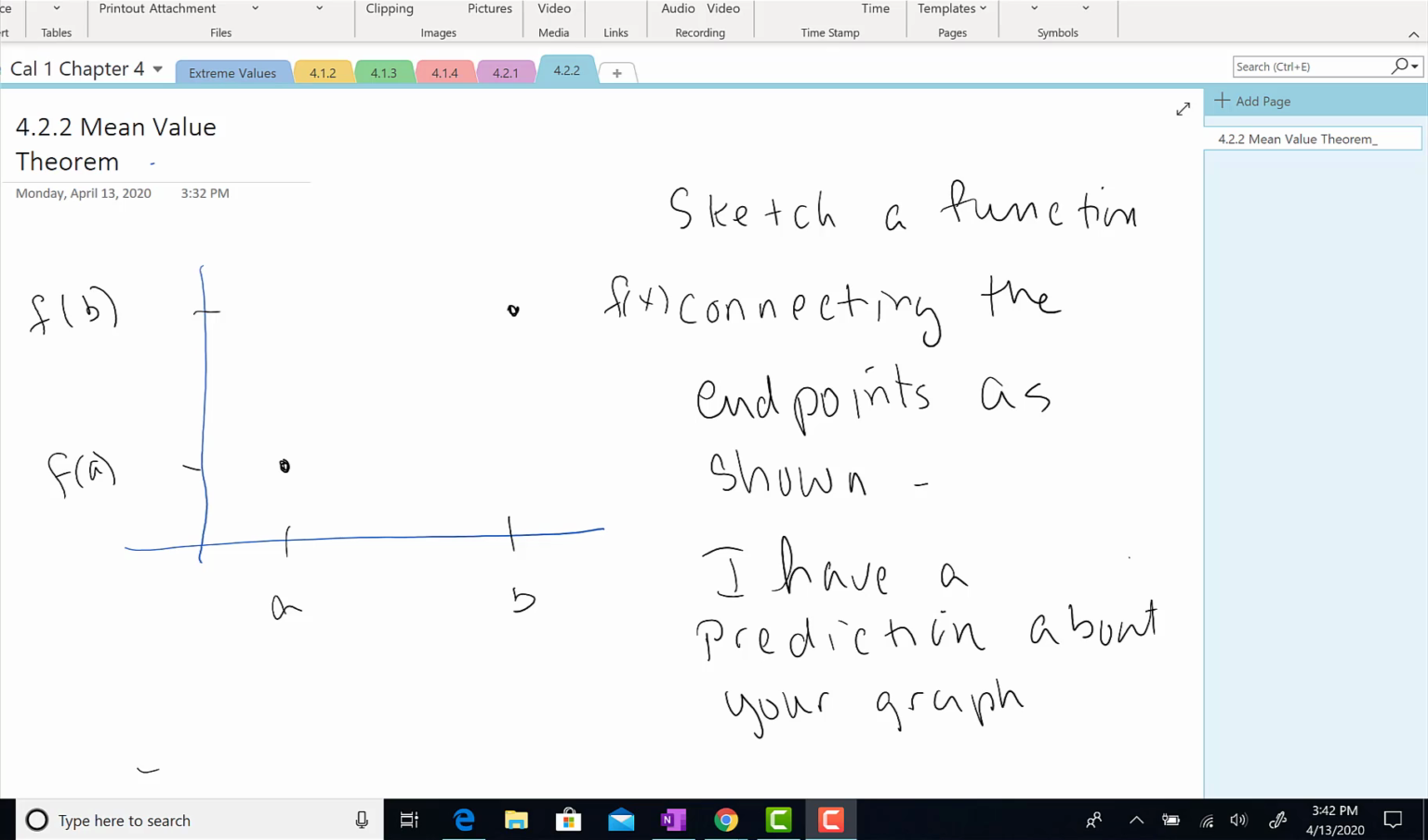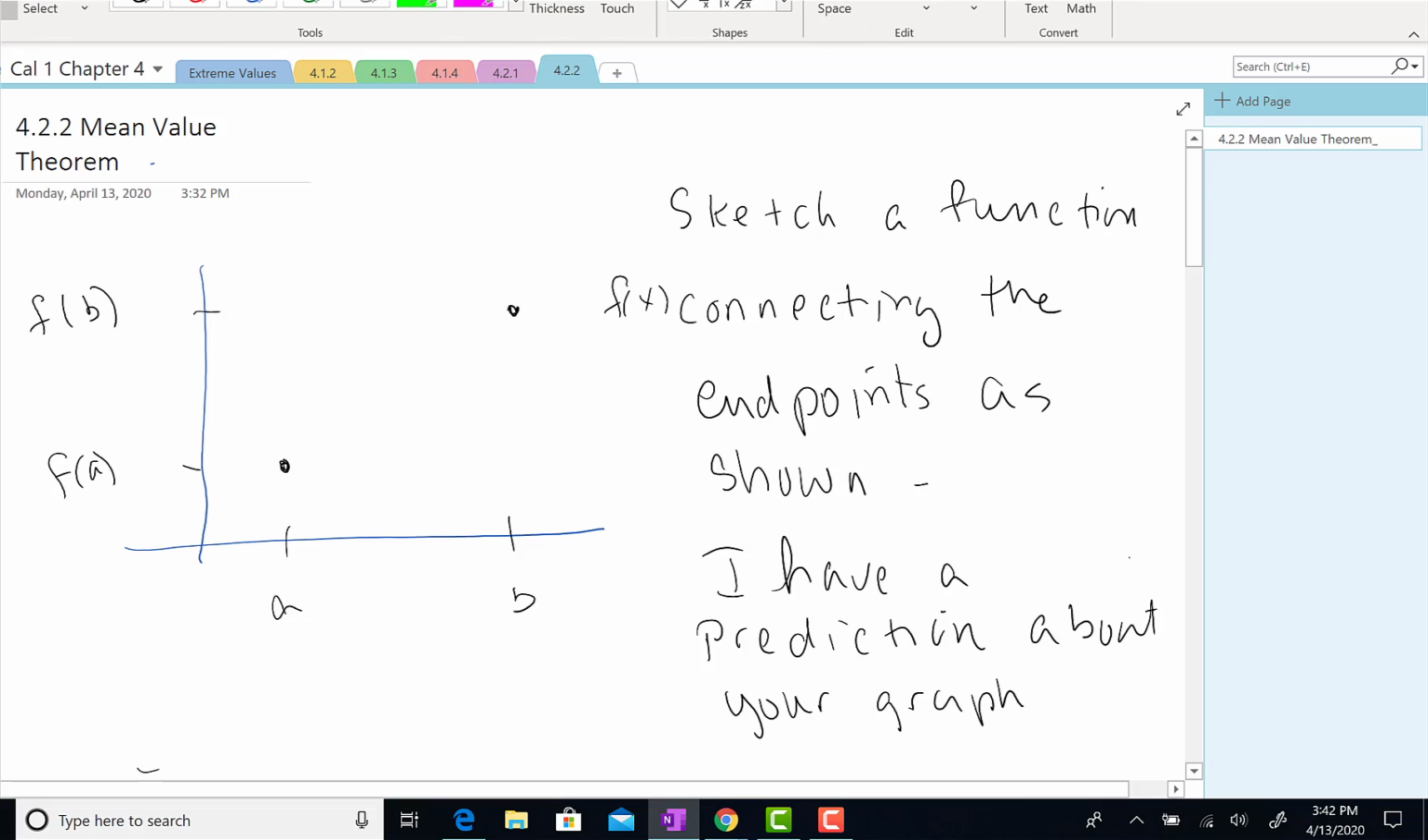So I will suggest that you pause so you have time to sketch the graph. Okay, now that you've made your graph, I have a prediction about it. Perhaps I don't know exactly what your graph looks like, but I'm going to suppose that it might look something like this.